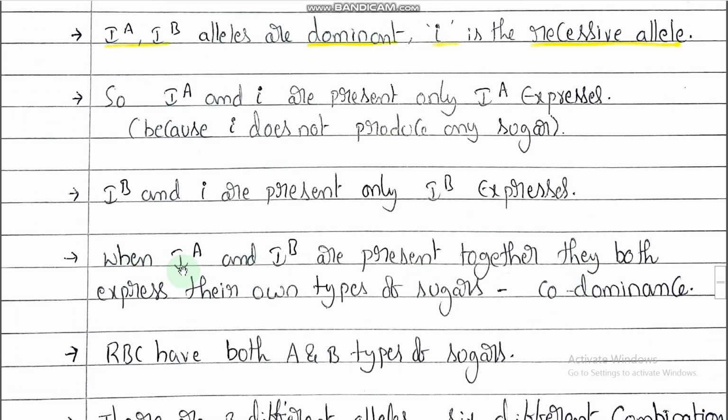Obviously, when IA and IB are present together, both are expressed, each producing its own type of sugar. That is codominance, which we discussed in the codominance concept. When IA and IB are present together, both express their own types of sugars, because that is called codominance, right? So that is the AB group.